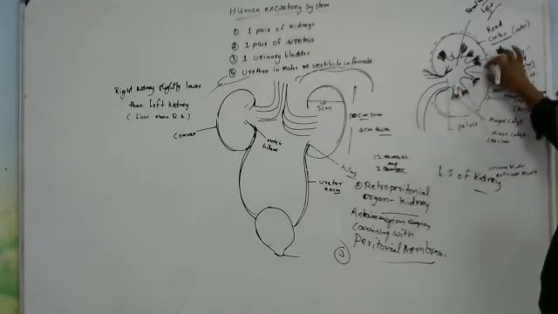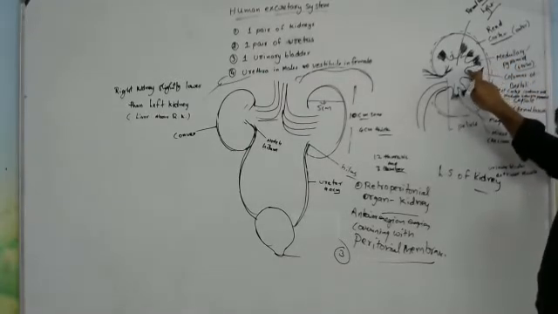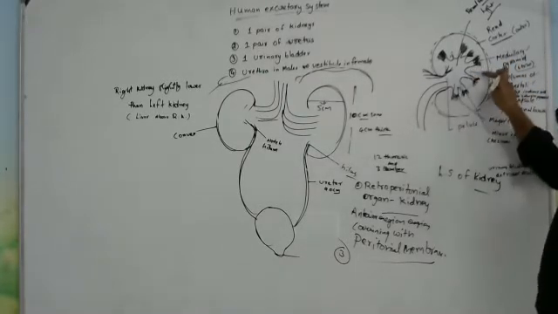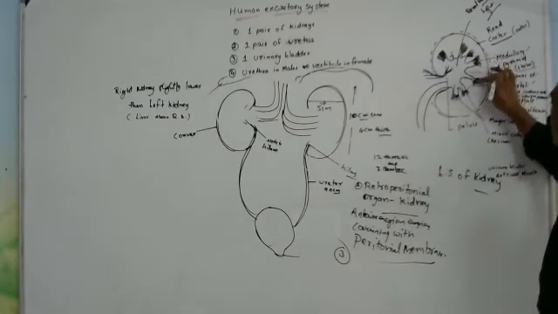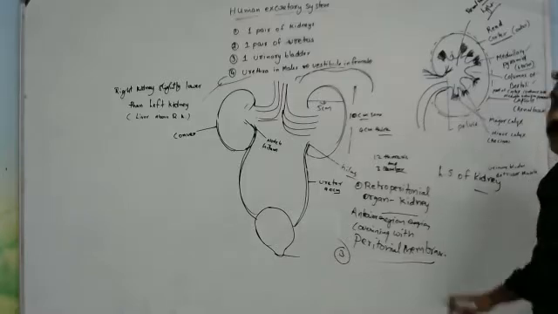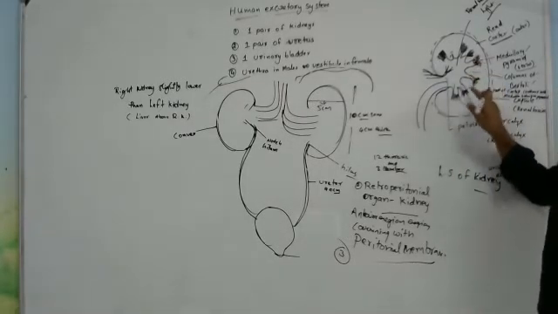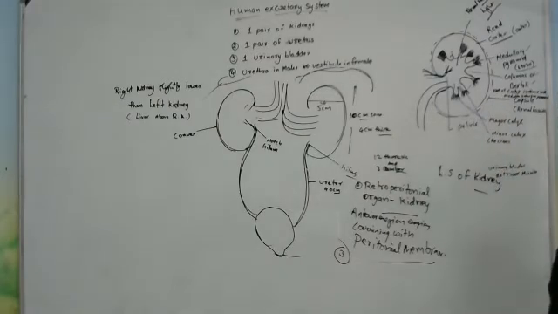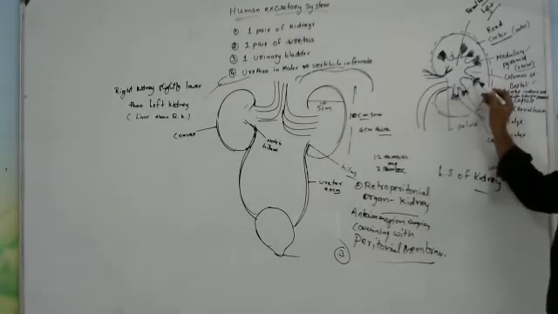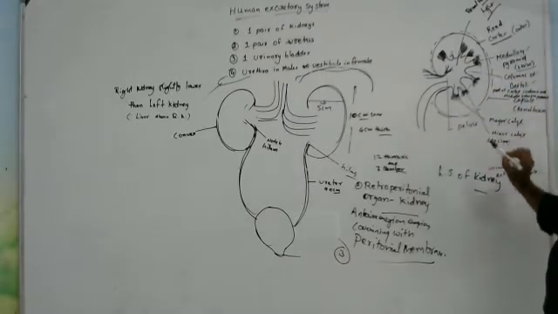The columns of Bertolli are the outer region, the cortex, continuing inside the medulla between the medullary pyramids. The part of the cortex's outer region that extends between the medullary pyramids is what we call the columns of Bertolli.